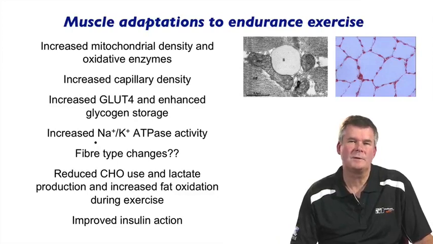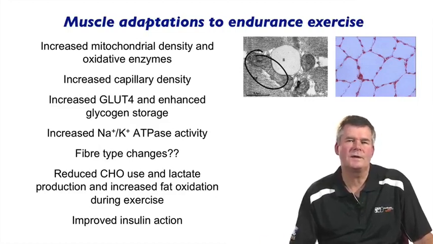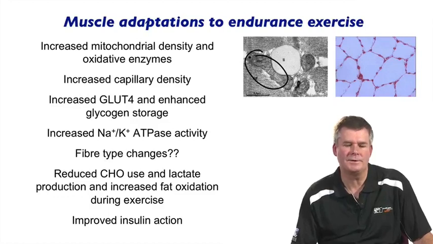If we focus on some of the adaptations to endurance type exercise, these are largely focused on increasing the oxidative capacity of the muscle. The mitochondria, who are the oxidative powerhouses of the muscle cell, they increase in their total volume in response to exercise, and that has important metabolic consequences. We see large increases in mitochondrial density and oxidative enzymes in response to endurance type exercise. We also see an increase in capillary density.